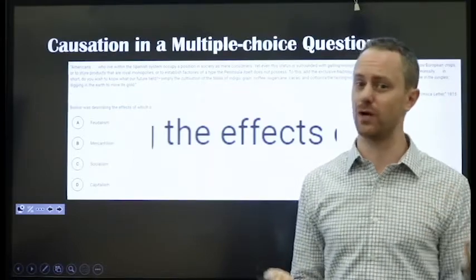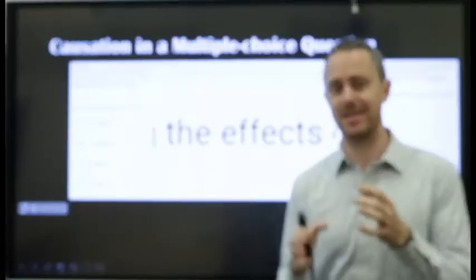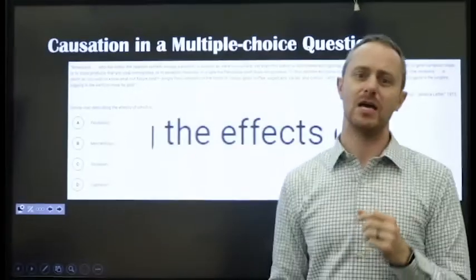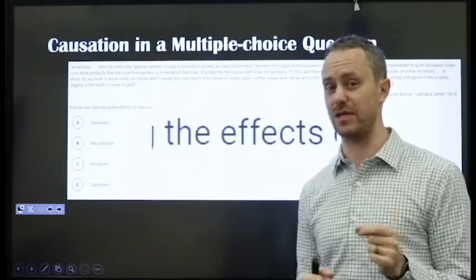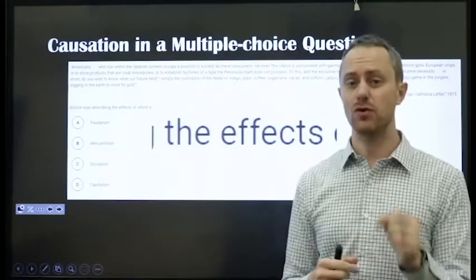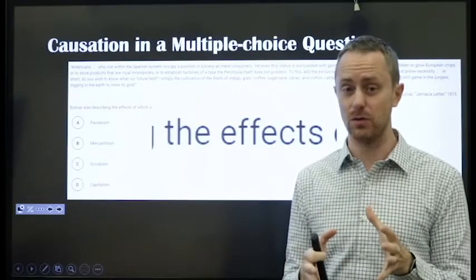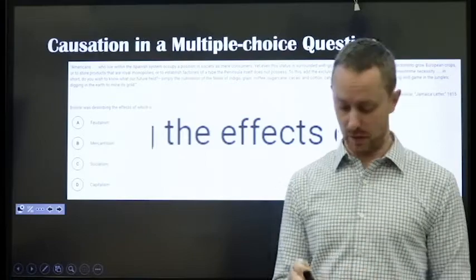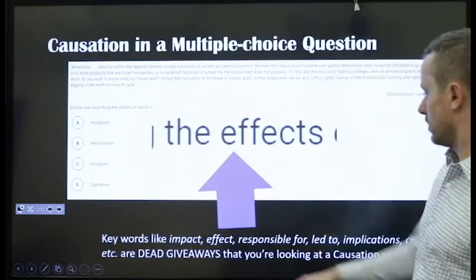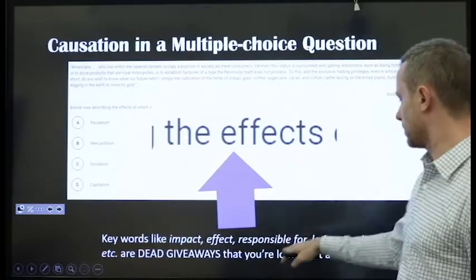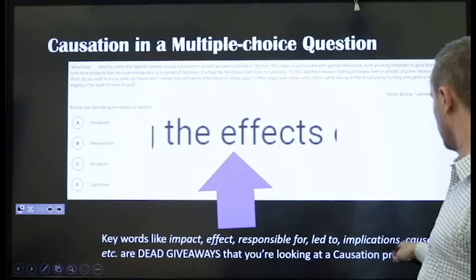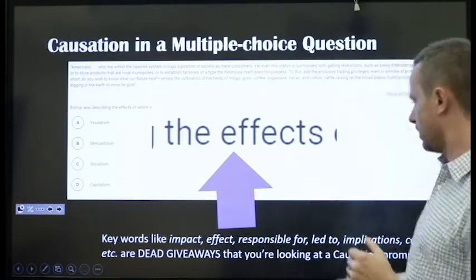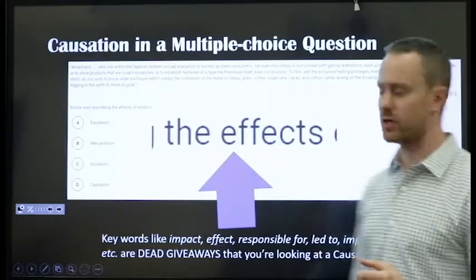And as I've said before in other videos, your inability to identify the task in the prompt is one of the greatest barriers you're going to face in success for this test. If you know what you are asked to do, if you understand what is being asked of you, you're far more likely to be able to do it. Okay? So, keywords like impact, effect, responsible for, led to, implications, cause, dead giveaways that you're looking at a causation prompt.